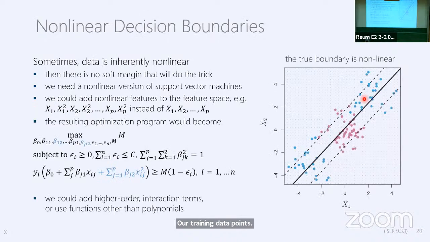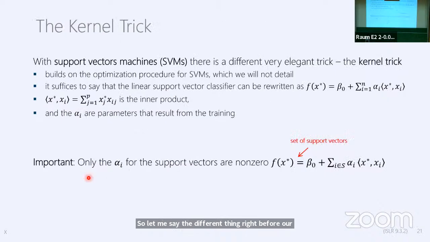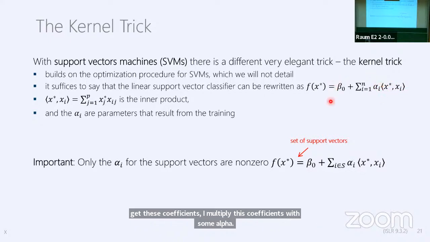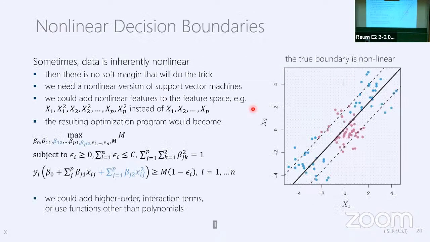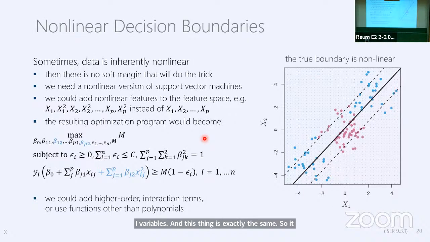So let me say that differently, right? Before, our function f of x is just the function of a line. But here, when I want to predict what the prediction is for a new test example, I look at its inner product with all of the training examples. So I see essentially how similar is my new test point with training data point 1, 2, 3, and so on. I get these coefficients. I multiply these coefficients with some alpha i variables, and this thing is exactly the same. So it will give me exactly the same classification as the sign of this beta 0 and so on.